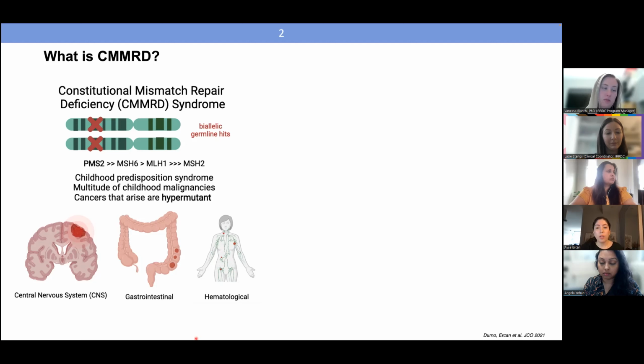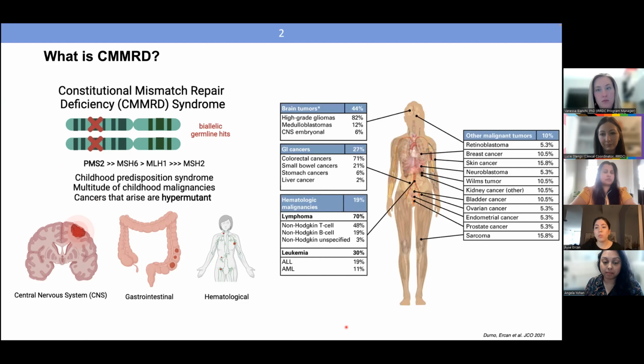And although these are the 3 main cancer types, around a year or 2 ago, we showed that the spectrum of tumors is greater than what we had previously thought. So with your help and with over 200 patients with CMMRD, we're able to get some more insights on this syndrome, which is helping us with the treatment and management of patients.